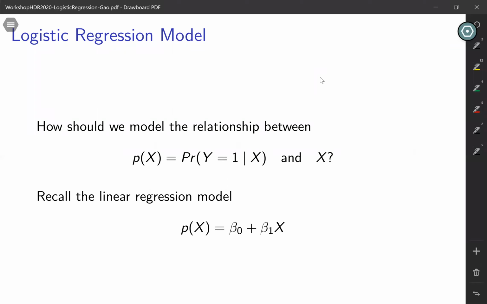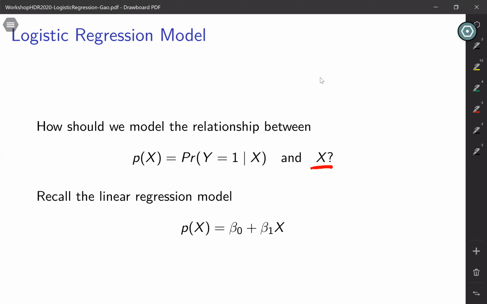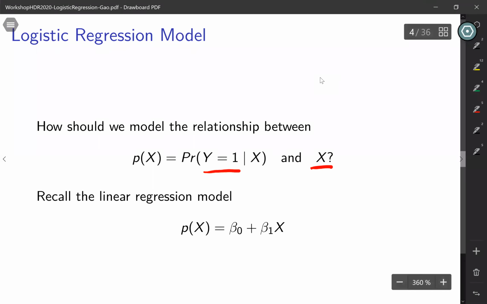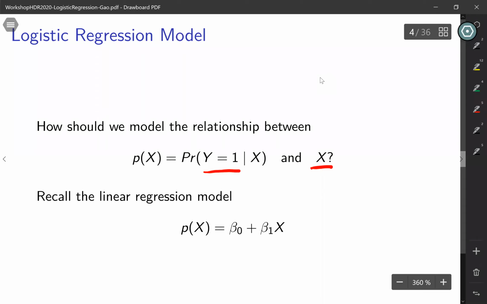So how should we model the relationship of the probability with a set of predictors? You may notice that here I just write x, but actually this x represents a set of predictors, not necessarily one predictor. So how likely you got COVID-19 infected, so y equals 1. This is a probability question given a set of potential predictors. So we want to do that. Now we just leave this for a while.